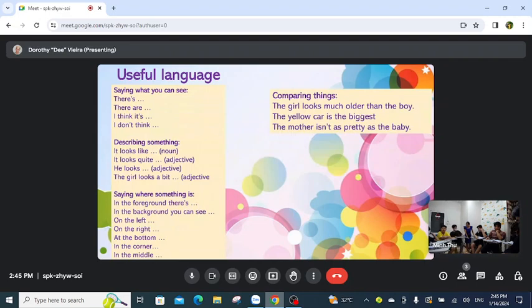So some useful language when you describe a picture. So saying what you can see. I want you to focus. Don't say, I can see, I can see, I can see.